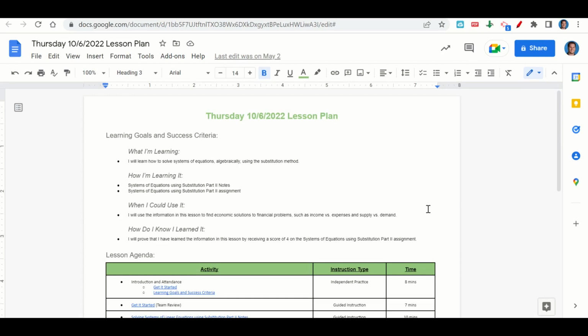First, what are we learning? We're learning how to solve systems of equations algebraically using the substitution method. How are we learning it? Through the systems of equations using Substitution Part II notes and the systems of equations using Substitution Part II assignment.